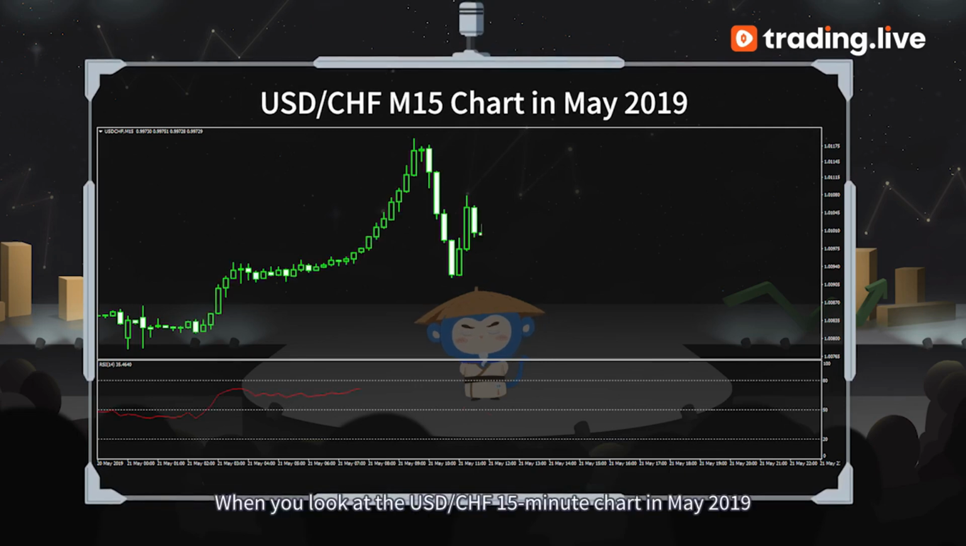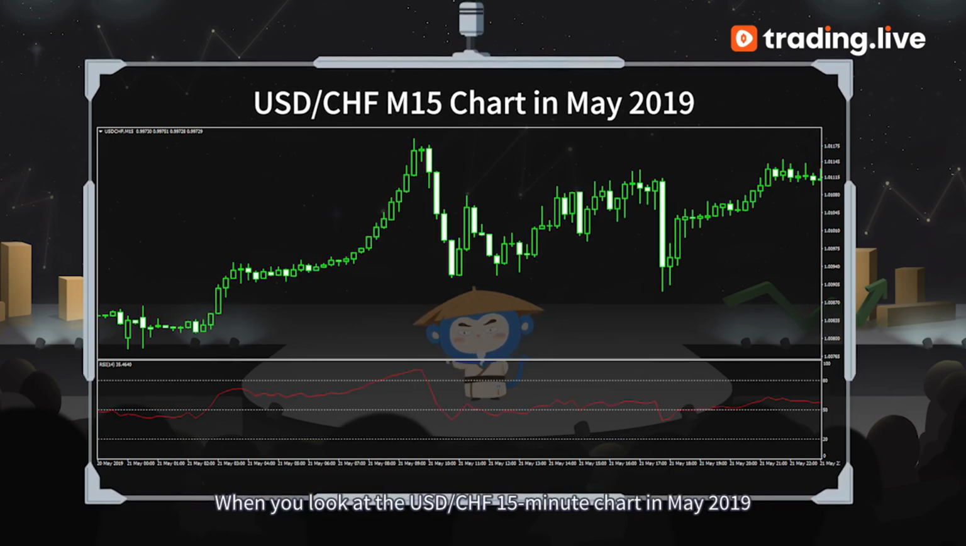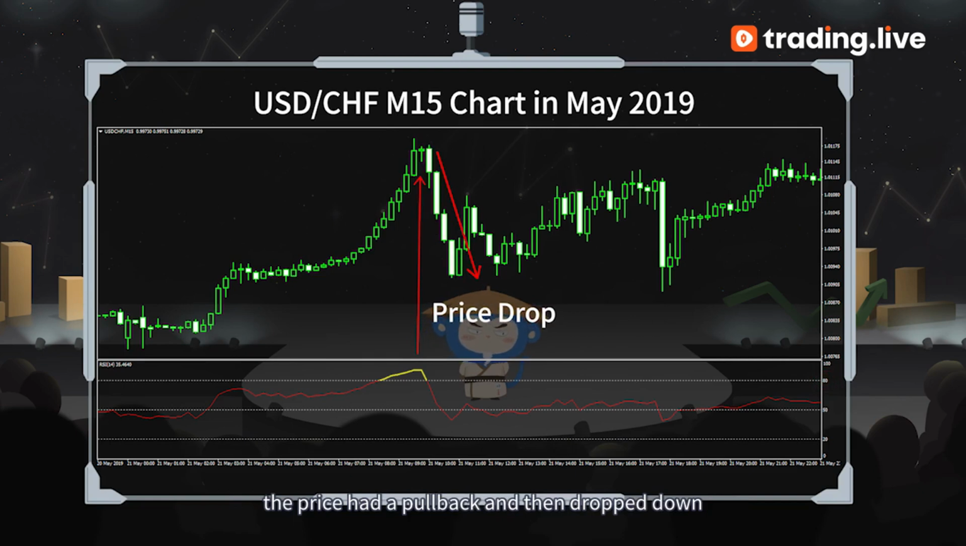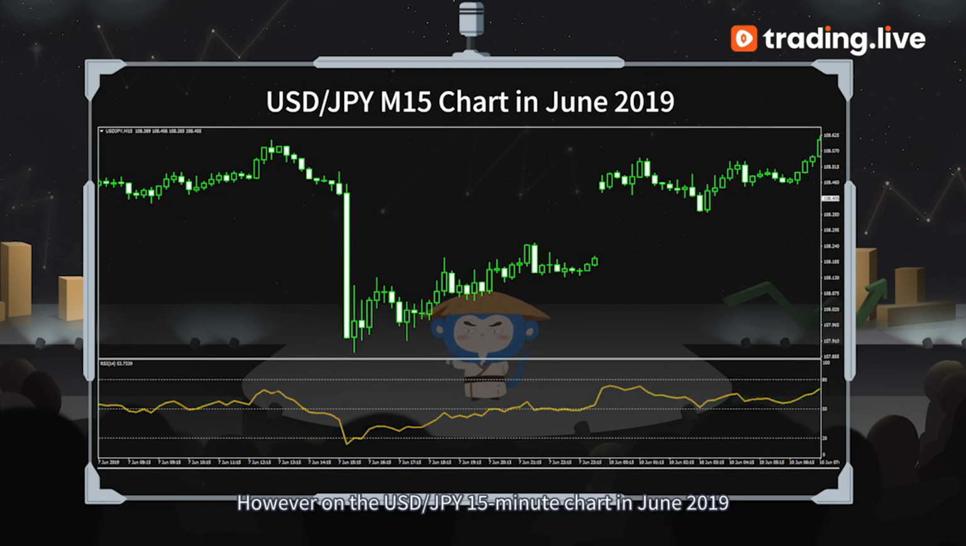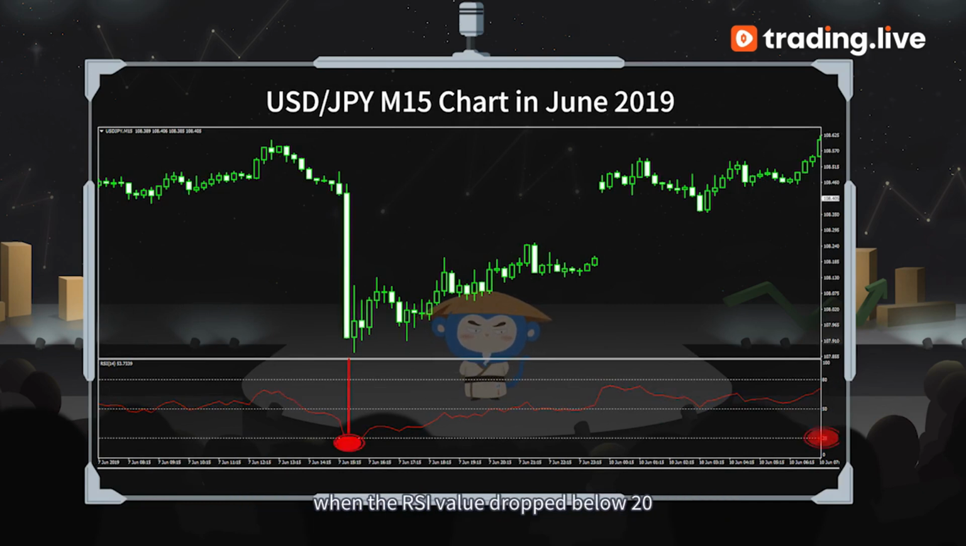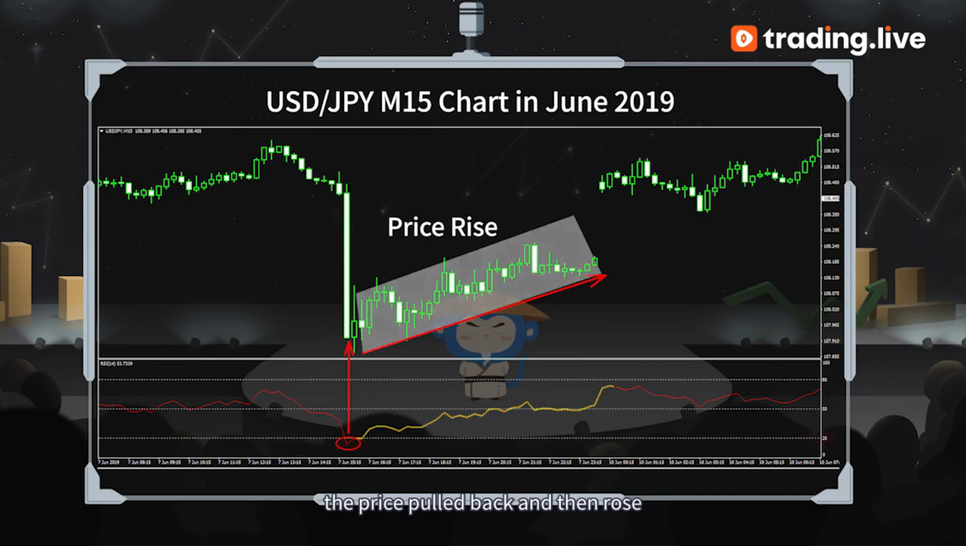When you look at the US dollar to Swiss franc 15-minute chart in May 2019, you would notice that as the RSI value broke through 80, the price had a pullback and then dropped down. However, on the US dollar to Japanese yen 15-minute chart in June 2019, when the RSI value dropped below 20, the price pulled back and then rose.